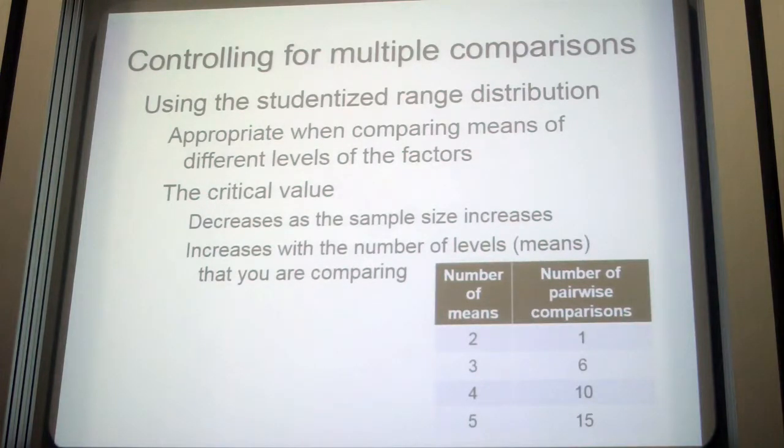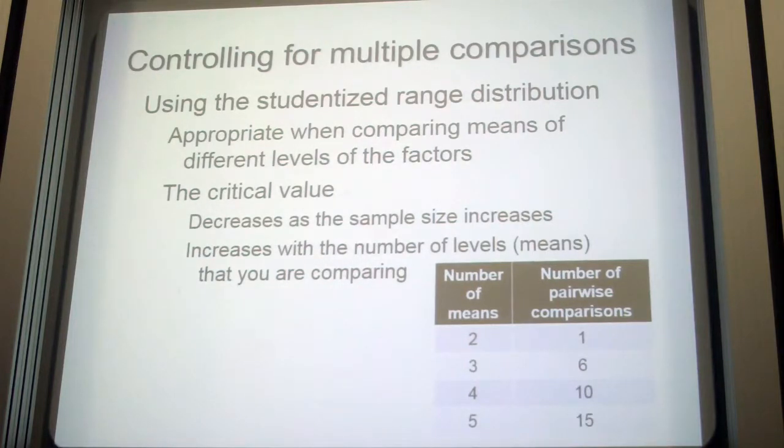Okay, so this is actually appropriate when you are comparing the means having drawn 3 or 4 or 5 samples, different levels of your factors. The critical value is the value that you need to exceed for your statistic to be significant at the 0.05 level. It decreases as the sample increases and increases as the number of levels increases.